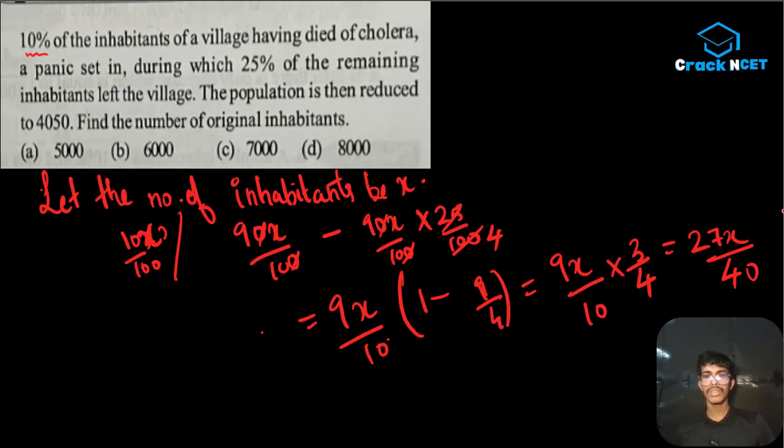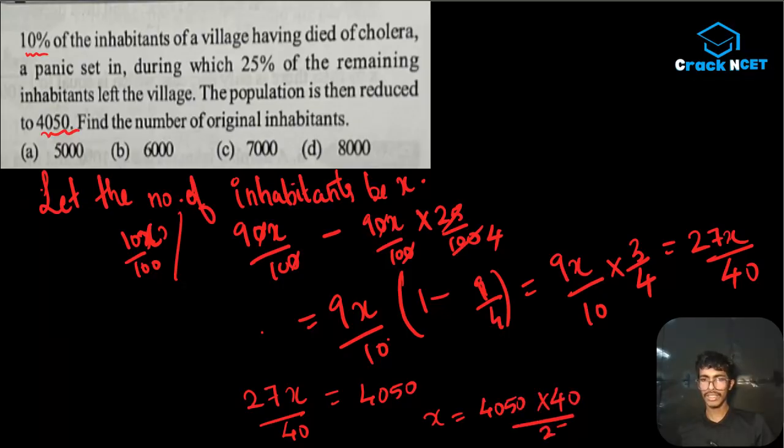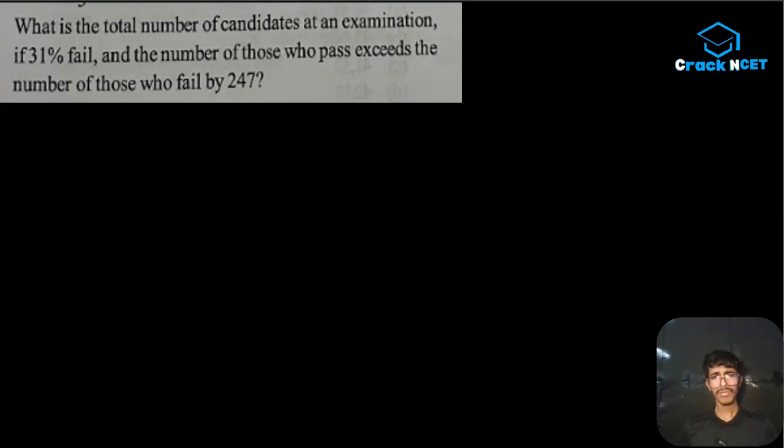So the reduced number of population is 4050. So its value is given, which is 4050. So what will be the value of x? 4050 into 40 by 27. Okay, what is its value? It is 6000. Okay, keep this in your mind. Let's move on to the next question.